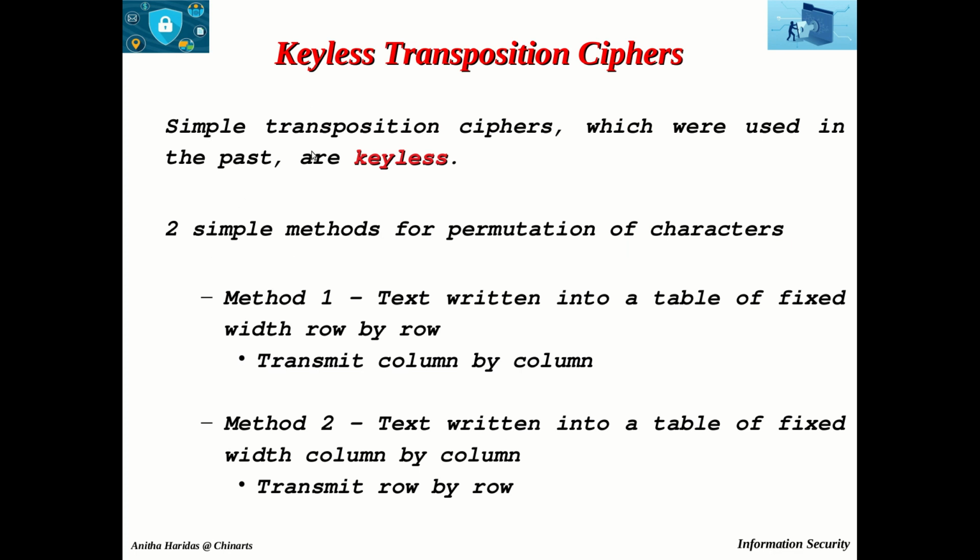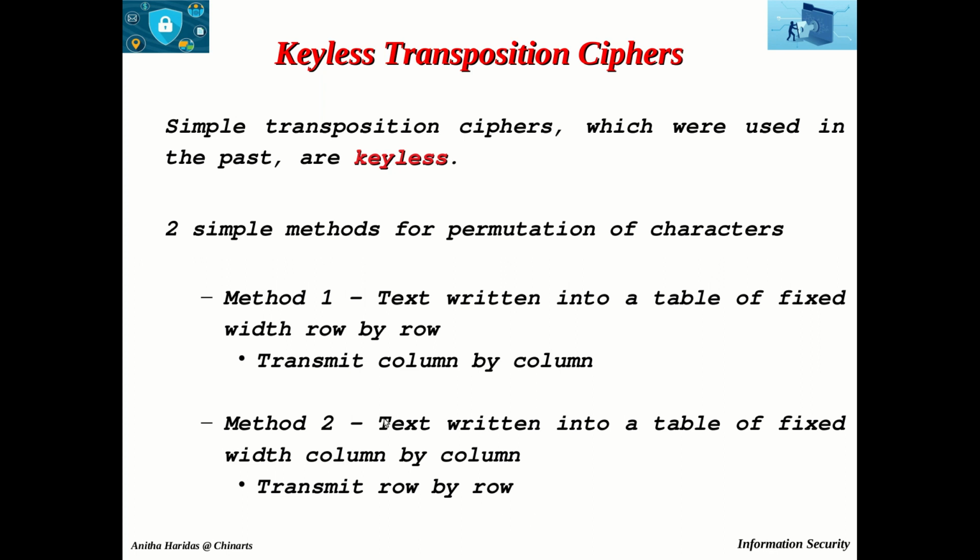Now, all the simple transposition ciphers in the early period were keyless transposition ciphers. Actually, there are two simple methods for permutation of characters in the keyless transposition cipher. In method 1, the plain text will be written into a table of fixed width row by row, and then we transmit it column by column. Whereas in the second method, the plain text will be written into a table of fixed width column by column, and then it will be transmitted row by row to get the cipher text.